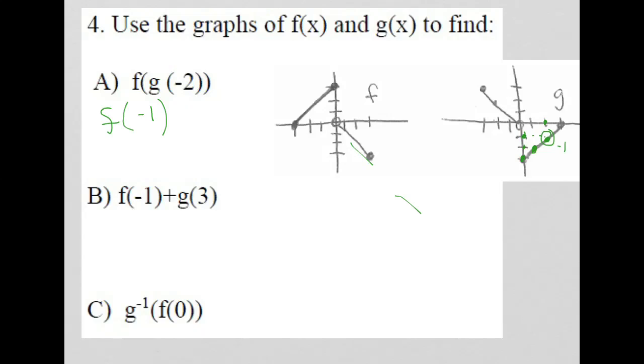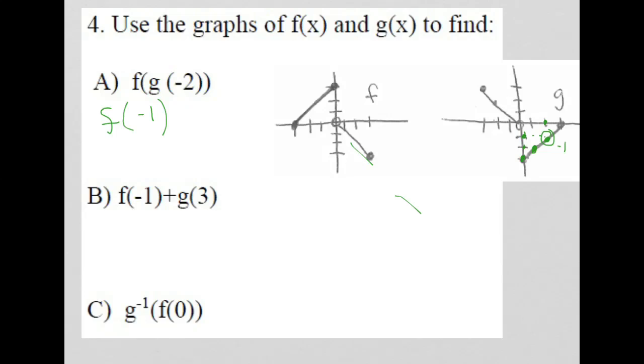It's that y value, it's the output there, but it becomes the input of my f function. That's what a composition of functions is. It's like taking an output and using it as an input in a different function. Whoa, I don't know why I've never said that before. Maybe that makes sense to some of you. So now let's figure out what f of -1 is.